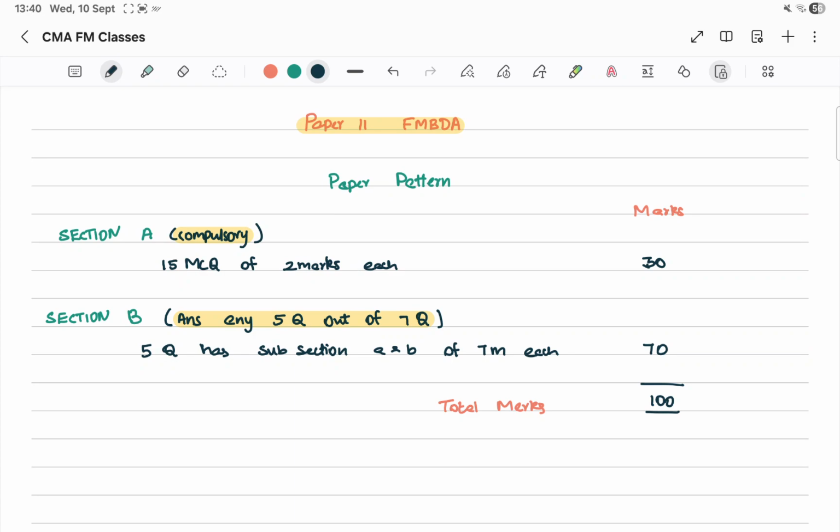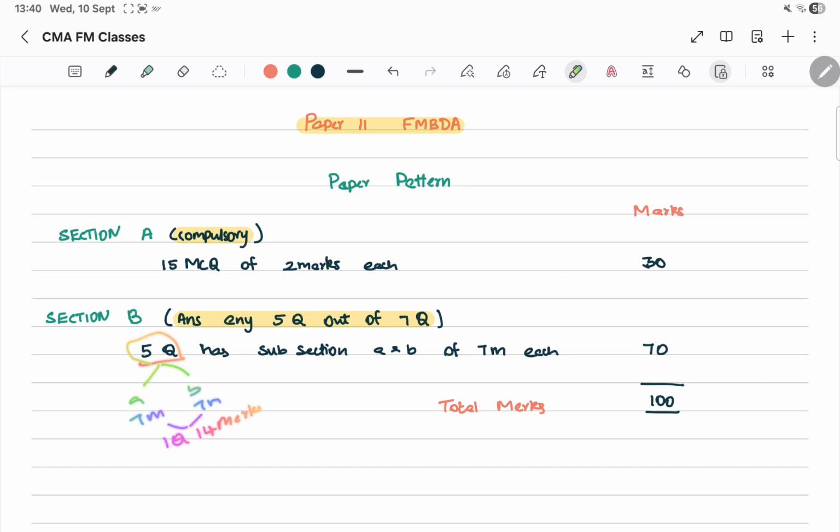Going into the paper pattern, you will have two sections, section A and section B. Section A is compulsory and in section B you will have some options. In section A you will have 15 MCQs, 2 marks each. It is very easy to score, so you get 30 marks out of it. In section B you will have 7 questions in total, and from that you have to attend any 5 questions. Each question will have 2 divisions, A and B, each carrying 7 marks. So in total one question is 14 marks.